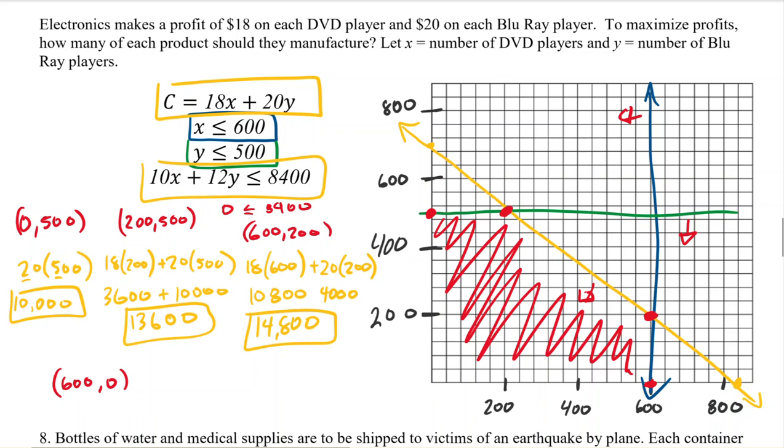And our last one, 600 and 0, so 18 times 600, we already did that, that was 10,800. So we've got a maximum at 600, 200, right here, our maximum. And we had a minimum of 10,000, that was at 0, 500. So our minimum is right here.